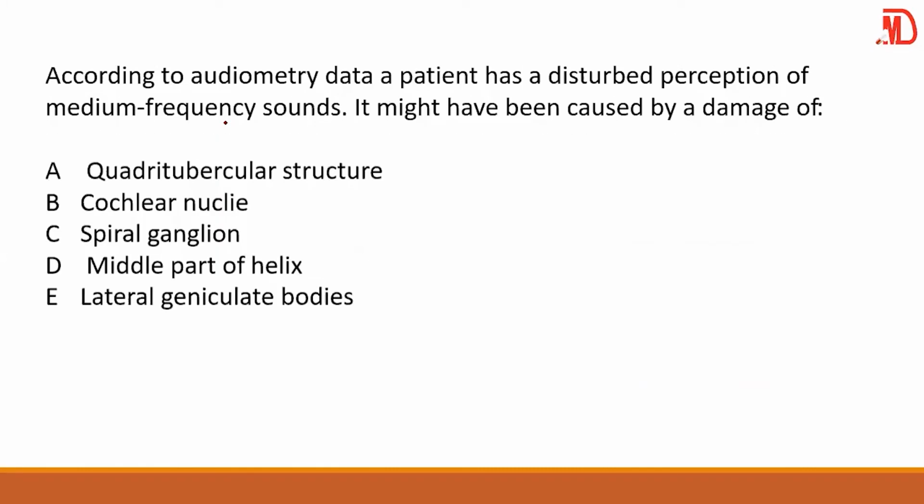According to the audiometry data, a patient has a disturbed perception. Guys, I talk about perception. This is medium frequency sound. So for medium, you go for the middle part of the helix. No need for me to explain all this because I've already explained it to you. The oval window is for high frequency. The helicotrema is for low frequencies.